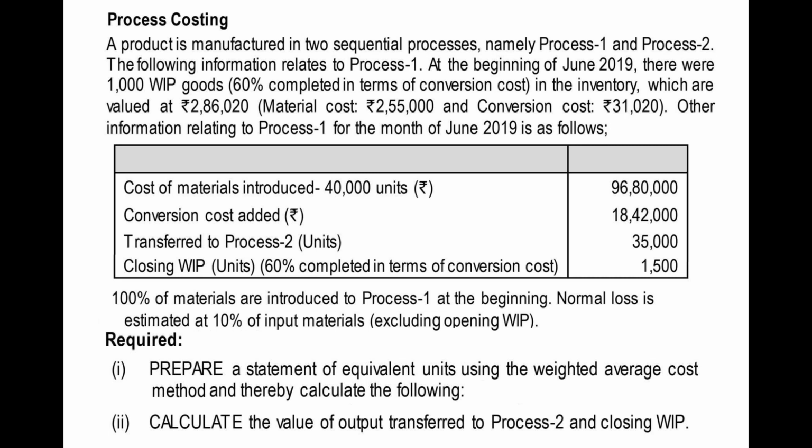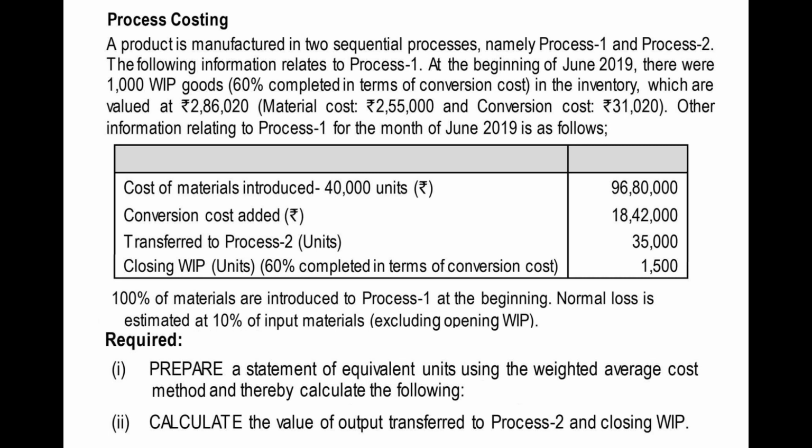Then we are maintaining a closing work in progress here of 1500 units. Out of 1500 units, 60% is completed in terms of conversion cost. All the material is introduced in process 1 account itself. There is no further introduction in process 2. The company is estimating the normal loss to be 10% of input material. That means if we give an input of 100 units, then out of 100 units, 10 units will be normal loss and the remaining 90 will be the output.